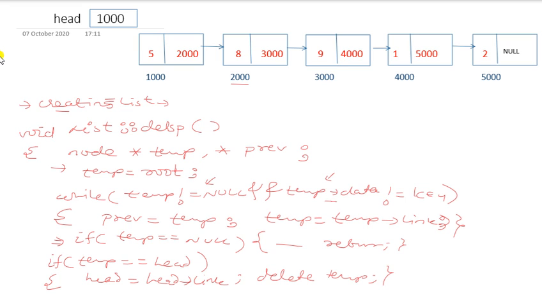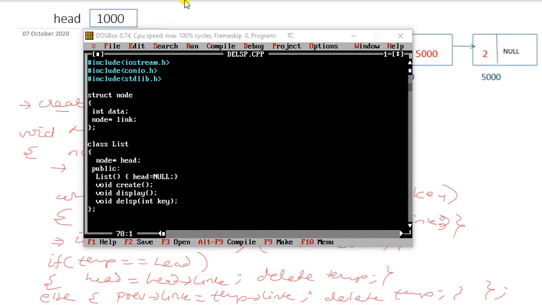In case this is not the case, else it means somewhere it is in between. If it is in between, we have seen we need to only modify the previous link. Previous link will be temp link, and then delete temp. This way the algorithm works. Let's first run it, and then we'll come back and have a dry run. Let's run the program.